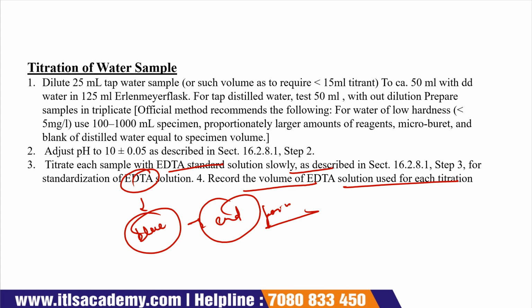In place of the calcium standard solution, we take 25 ml of tap water, and into it we add 50 ml of deionized distilled water, and along with it we also add 50 ml of distilled water, which is the without dilution case, and we perform it in triplicate.